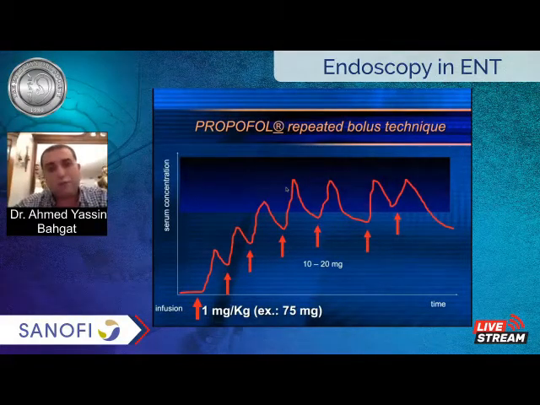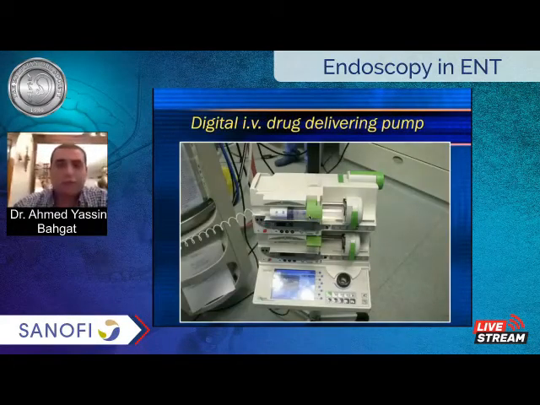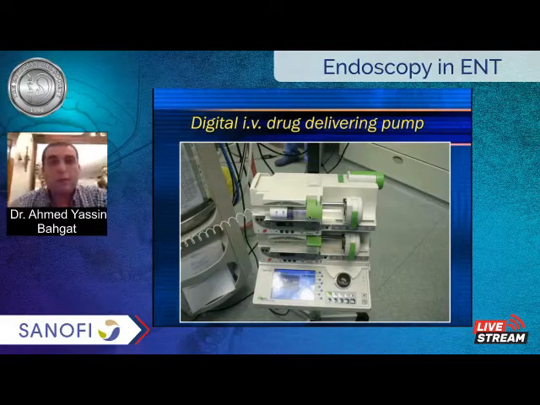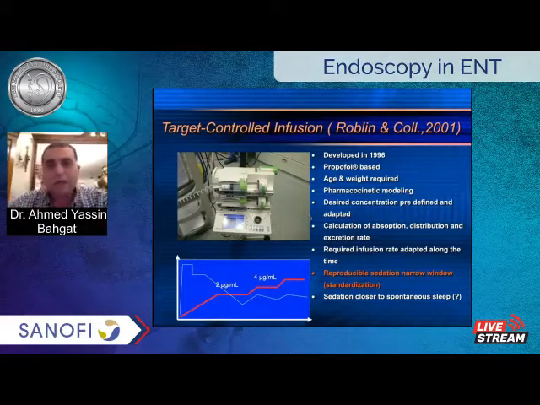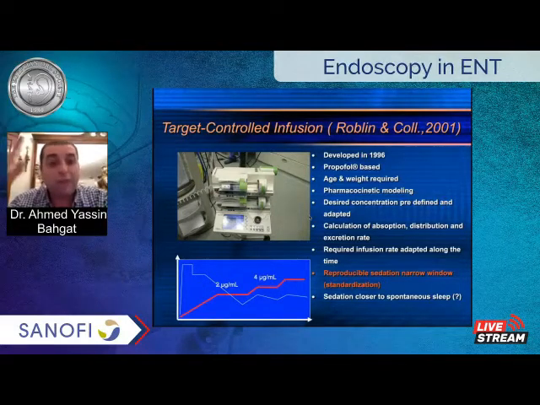The other methods are to use the syringe pump or the target controlled infusion. Here we give the propofol in a constant way. What's the difference between the syringe pump and the target controlled infusion? With the syringe pump, you just write on the pump the amount of propofol you want to have inside the patient's blood. But in target controlled infusion, you write on the pump the amount of propofol you want to have in the brain of the patient.